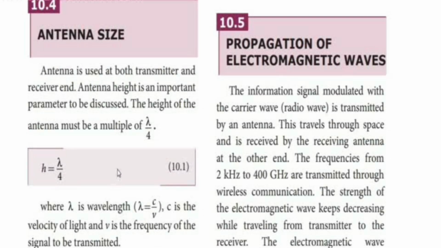Next one is antenna type. So we have to transmit the signal. What should be the height of the antenna? It should be a multiple of lambda by 4. That is, the height of the antenna h is equal to lambda by 4, where lambda is the wavelength. You know the formula c equal to mu lambda. That's the important formula. From that we can define lambda equal to c by mu, where c is the velocity of light and mu is the frequency.